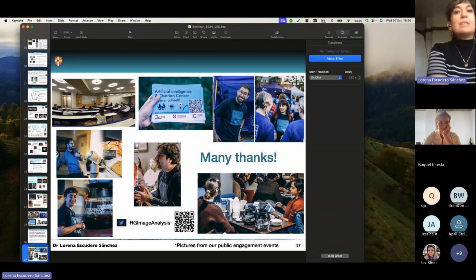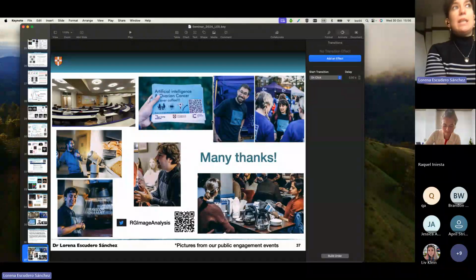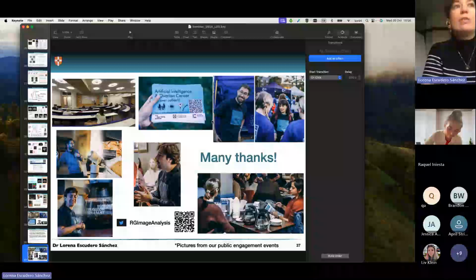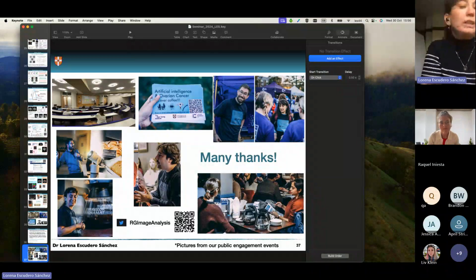So I think they're not against it. They want these tools to be implemented, but we have to be working with them. And the interdisciplinary work there is also a key part of how these things will end up being incorporated in the clinics.